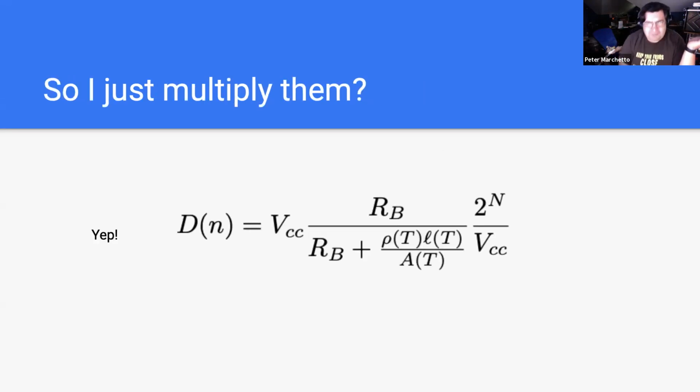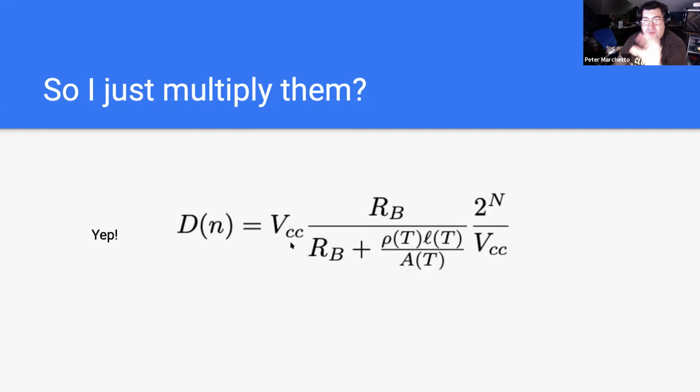So I just multiply them? Yeah, it's actually that simple, although this doesn't really look simple. But what we're going to do is work our way through this from left to right. So left is what we're going to get out of this: D of n, the actual digital number that we see from our analog to digital converter.